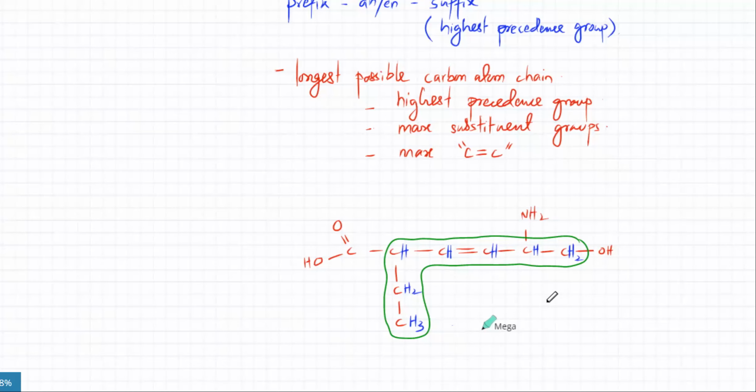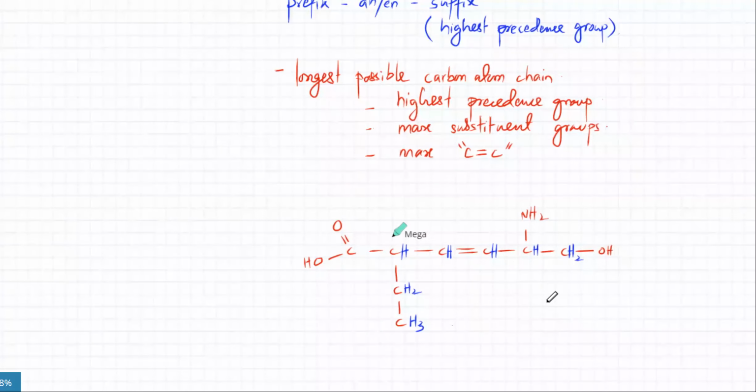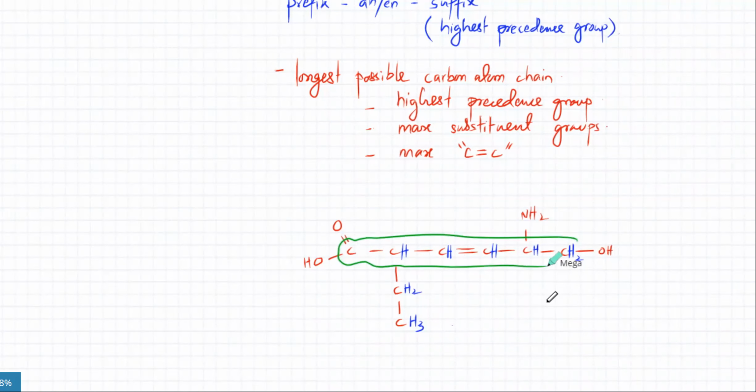So I'm not going to consider this as my main chain. What I'm going to do is go for a smaller chain, and I'm going to consider this as my main chain. Why? Because at least the highest precedence group is now a part of that. It also has the maximum substituent groups and the double bonds as well. The NH2 is also a part of that, the OH is also directly attached to it, and the double bond is also a part of that. So it should have the maximum groups attached to it, including the highest precedence group. That's going to be our main chain. Is that clear?